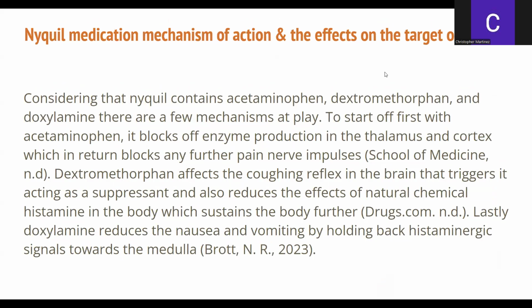The mechanisms of action of the medication and the effects on the target organs. Considering that NyQuil contains acetaminophen, dextromethorphan, and doxylamine, there are a few mechanisms at play. You start off first with acetaminophen. It blocks off enzyme production in the thalamus and cortex, which in return blocks any further pain nerve impulses. These pain nerve impulses are, like receiving pain, like getting a paper cut or burning or touching something hot on the tip of your finger.